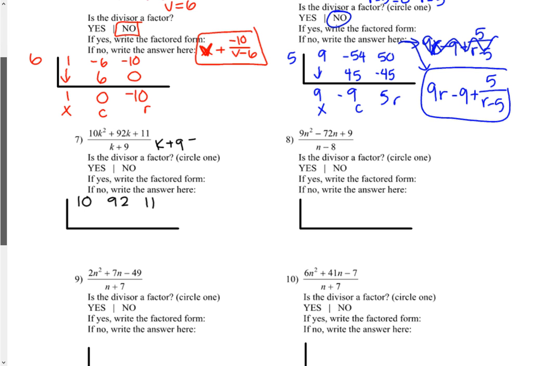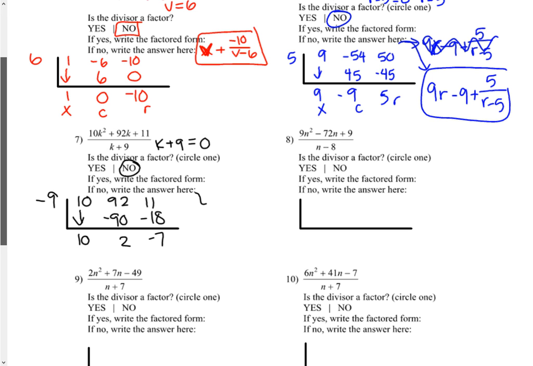Set k plus 9 equal to 0, so k equals -9. Drop my 10 down. 10 times -9 is -90. 92 minus 90 is 2. 2 times -9 is -18. 11 minus 18 is -7. Again, not a divisor because that remainder is not 0.